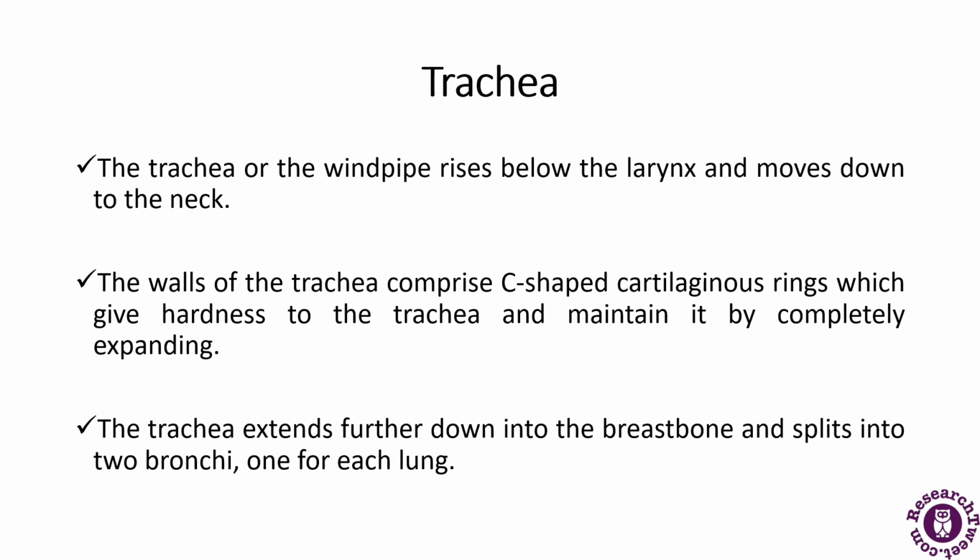Next is the trachea. The trachea is also known as the windpipe, and it rises below the larynx and moves down the neck. The walls of the trachea are comprised of C-shaped cartilaginous rings which give hardness to the trachea and maintain it by keeping it completely expanded, and it extends further down into the breastbone to split into two bronchi, one for each lung.